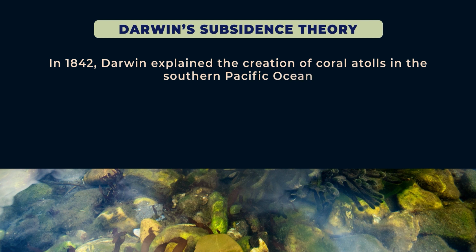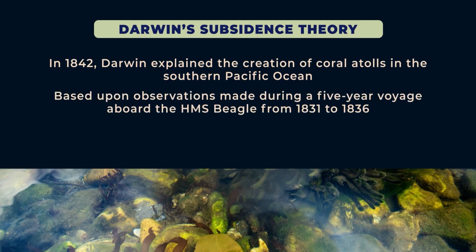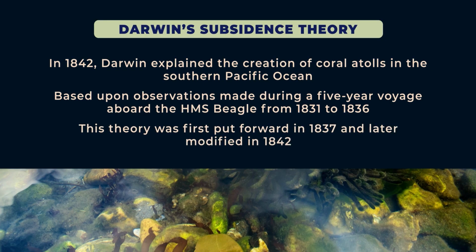In 1842, Darwin explained the creation of coral atolls in the southern Pacific Ocean. He based this upon observations made during a 5-year voyage aboard the HMS Beagle, from 1831 to 1836. He made this journey and observed and tried to understand the South Pacific Ocean coral islands. He put forward his theory in 1837 and later modified it in 1842. So, let us see what his theory is all about.